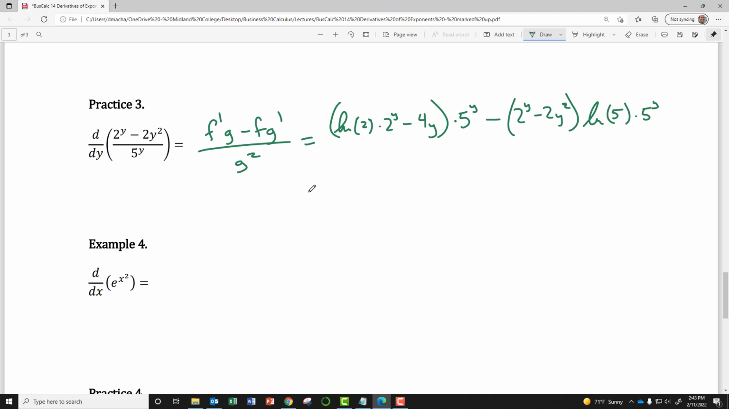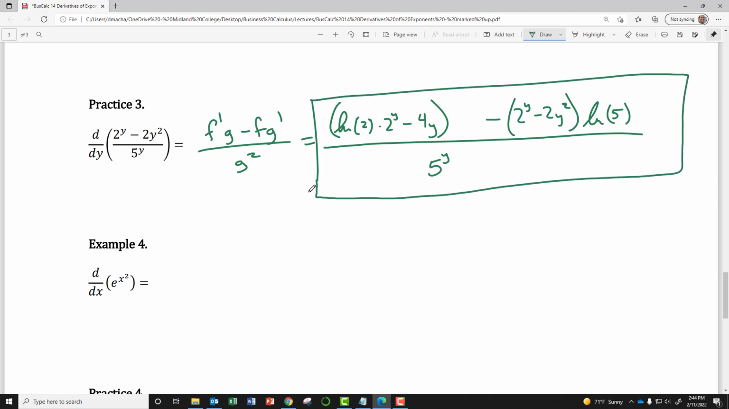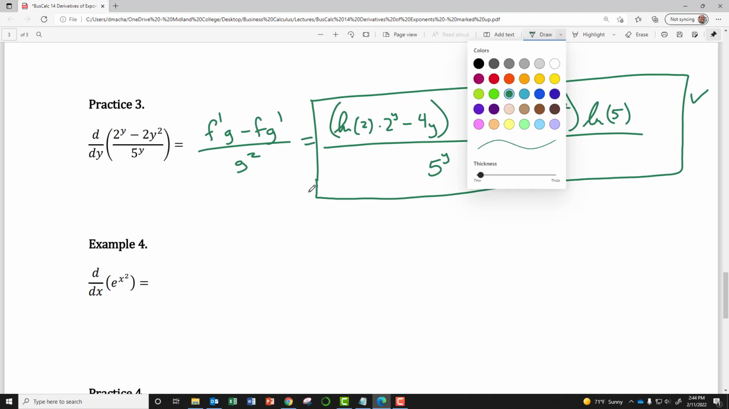And then I divide the whole thing by g squared, which is going to be 5 to the y times 5 to the y, in other words, 5 to the y squared. And then you say, well, one of those 5 to the y's is actually going to cancel with the 5 to the y that appears in my numerator. So this is pretty much as good as I want to make it, right? If it's complicated like this, I don't particularly care if you simplify. I'll accept this as a correct answer on the exam, because even though this isn't perfectly simplified, you have already taken the derivative, and so this one's good enough for me.